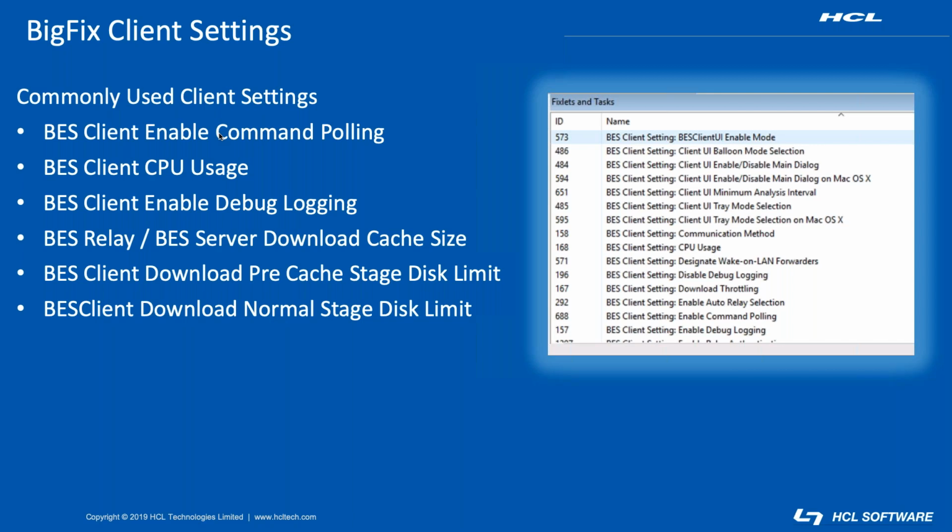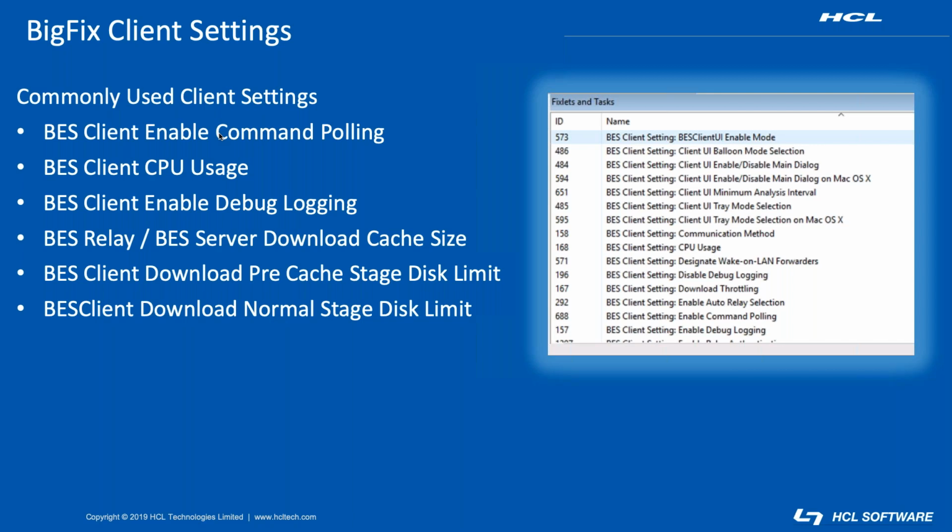Going into some relay and server client settings, we have the BES relay, BES server, download cache size. This setting will specify how much disk space to use for cache before overwriting older files. When the cache is full, the least recently used files will be replaced. The default cache size is 1 GB, though in most environments I've worked in, I've set this to at least 4 GB, if not more.